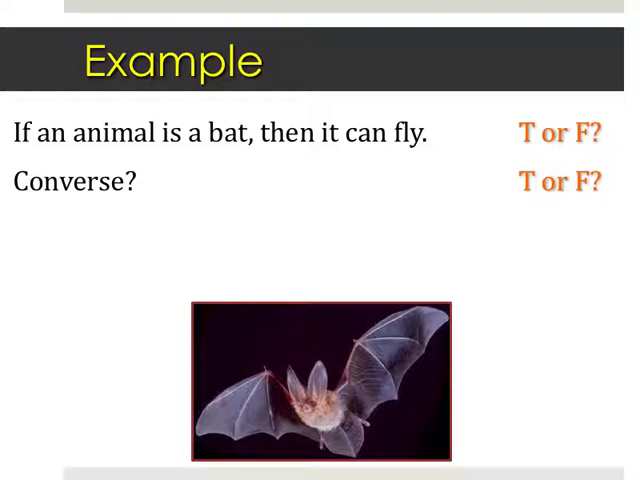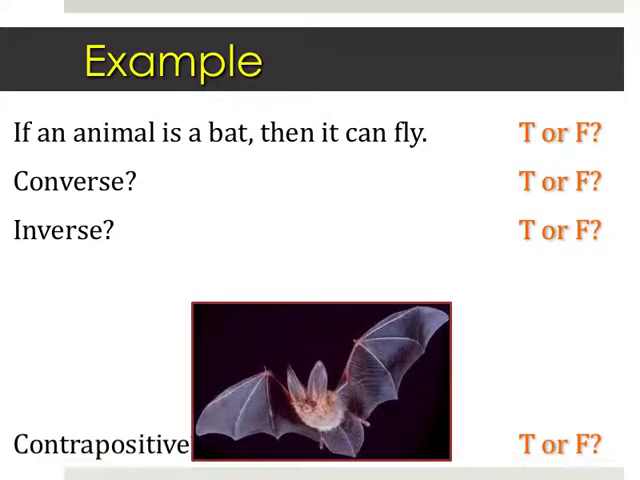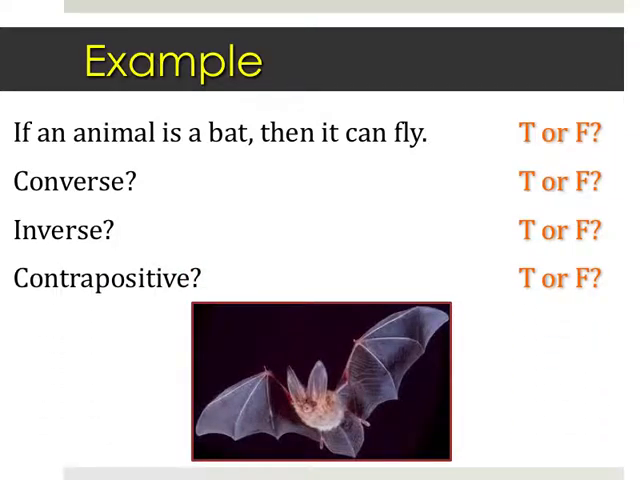Okay. What's the inverse? If something is not a bat, then it cannot fly. False, because birds. Okay, same counterexample. And the contrapositive: if something cannot fly, it is not a bat. True or false? True, because the conditional is true. Good.